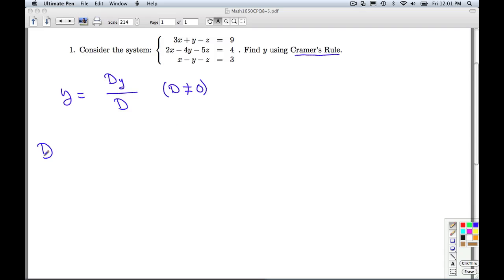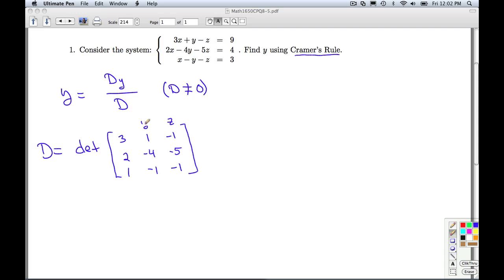So what is the determinant d? That's the determinant of the coefficient matrix. So that's the matrix where each column represents the coefficients of the variables in each of the equations. So the first row of the coefficient matrix corresponds to the coefficients in the first equation. So I have 3x's, 1y, negative 1z's. The second row I have 2x's, minus 4y's, minus 5z's, and the third row I have 1x, minus 1y, minus 1z. So how do I go about expanding this determinant?